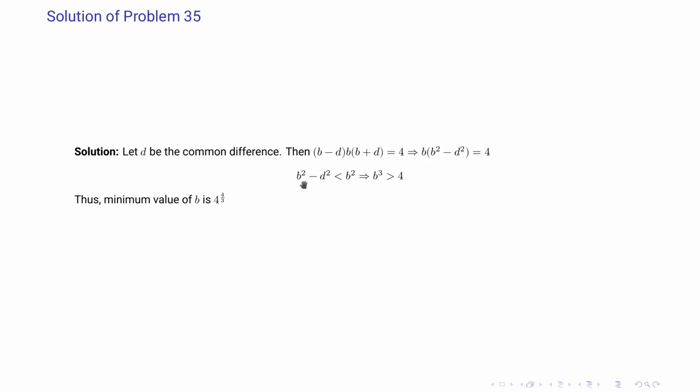Now obviously B square minus D square is less than B square because D is greater than 0. Yeah, we have to assume that, actually I should have written D should be greater than 0. So B square minus D square is less than B square. Now we substitute this here. So we get B cube greater than 4. And that's why the minimum value of B is 4 to the power 1 by 3, not 4 by 3, 1 by 3. This is again a typo.